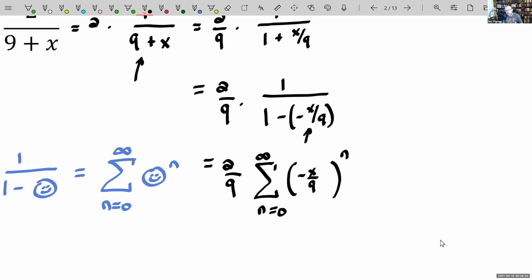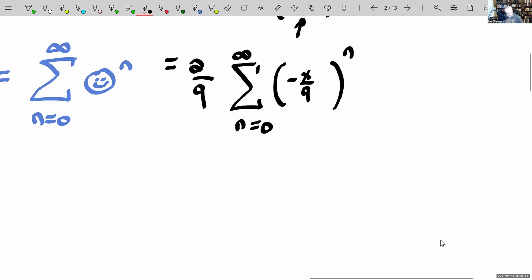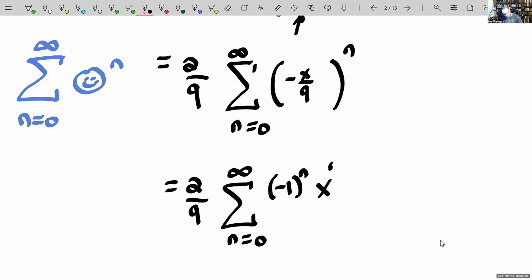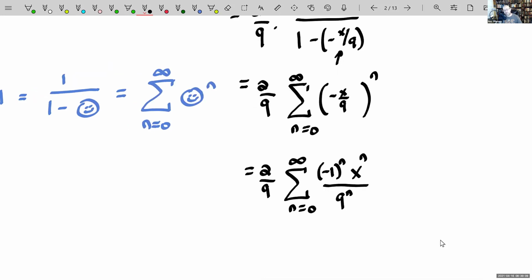To be honest with you, not a lot of people are going to write it that way. You will often see this written slightly differently, just cleaned up. No calculus here, it's just a little bit of algebra. They'll write it as negative 1 to the nth, x to the nth over 9 to the nth. They're equivalent forms, so it's not that big of a deal to me how you write it, but there you go.